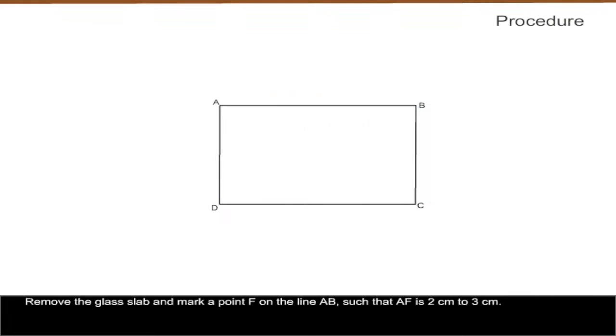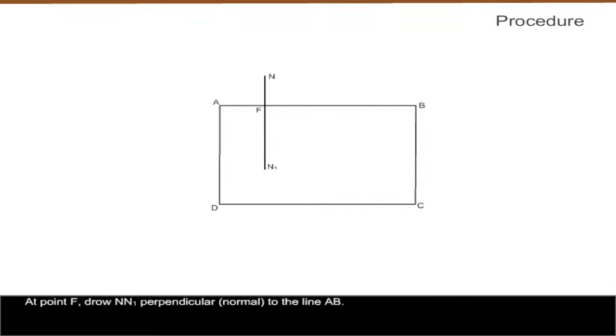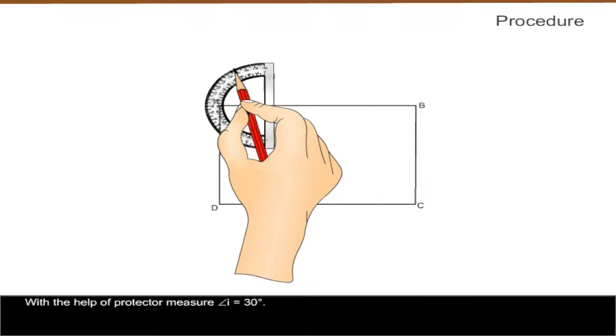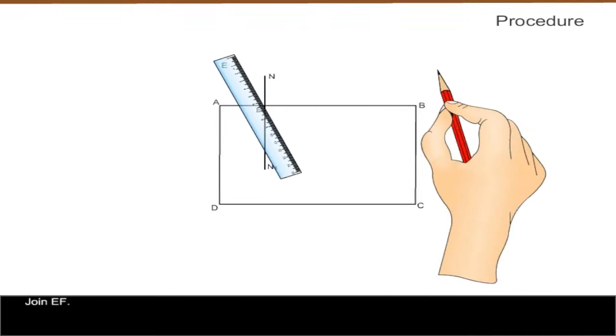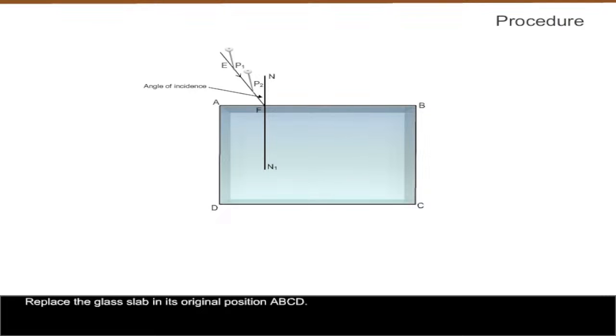Remove the glass slab and mark a point F on the line AB such that AF is 2 cm to 3 cm. At point F, draw NN1 perpendicular normal to the line AB. With the help of a protractor, measure angle I equal to 30 degree. Join EF. Fix 2 common pins P1 and P2 in upright position such that the minimum distance between the pins is 5 cm. Replace the glass slab in its original position A, B, C, D.